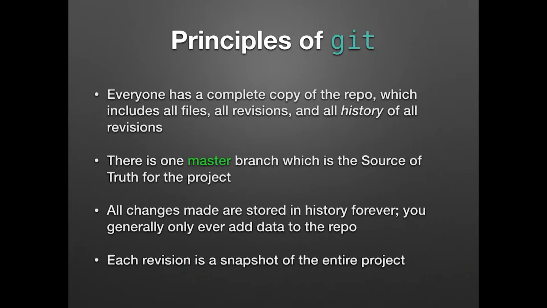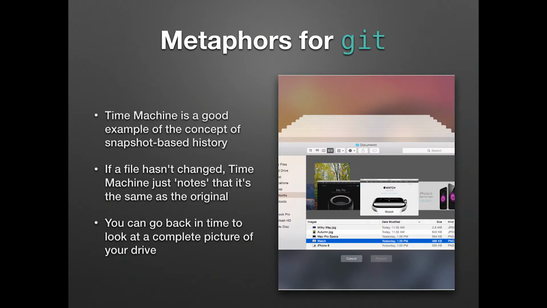Every revision in Git is a snapshot of the whole project. So let's look at a metaphor. Time Machine is a great example of the snapshot idea. If a file hasn't changed between Time Machine backups, it just records a link that says, okay, look back at the file from the previous backup. And you can go far back in time through your Time Machine snapshots to see what a file was at any given time. This is very similar to what Git does. It has snapshots for every change that was ever made, and you can go back to any point in time to find it.